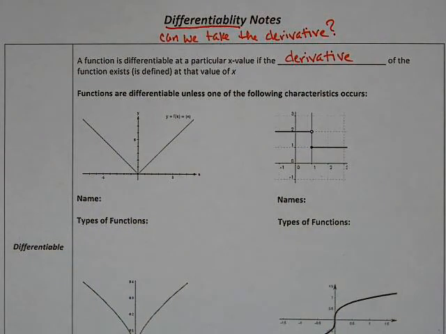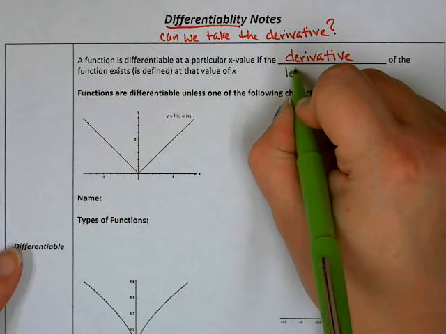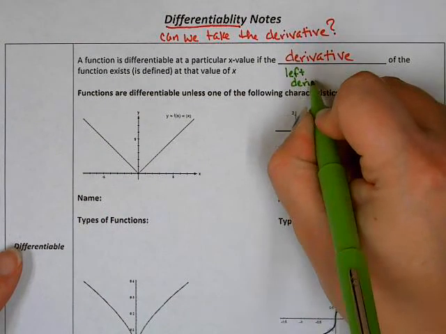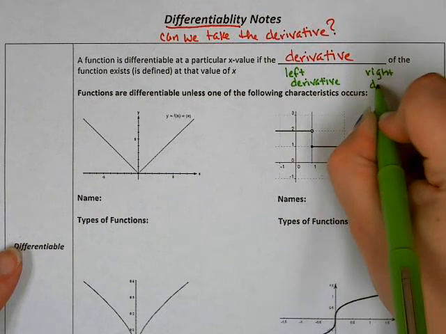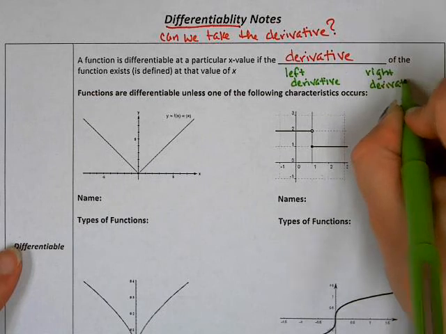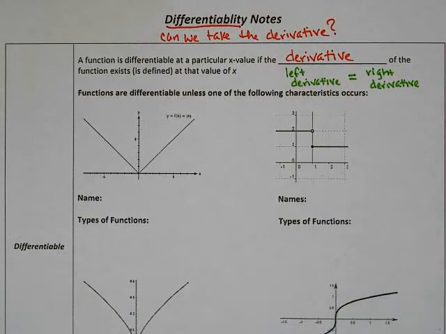So remember when we did continuity and we had to look at the left limit, the right limit, and the function value to decide if the function was actually continuous or not. So in order to decide if it's differentiable, we have to actually look at the left derivative and the right derivative. And they have to equal each other. All right, so just like for a limit to exist, the left and right have to equal each other. For a derivative to exist, the left and the right have to equal each other.